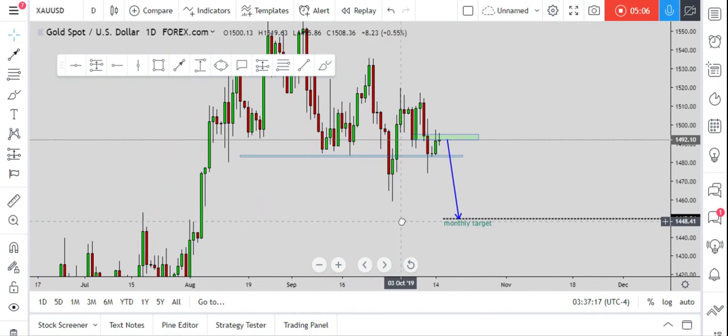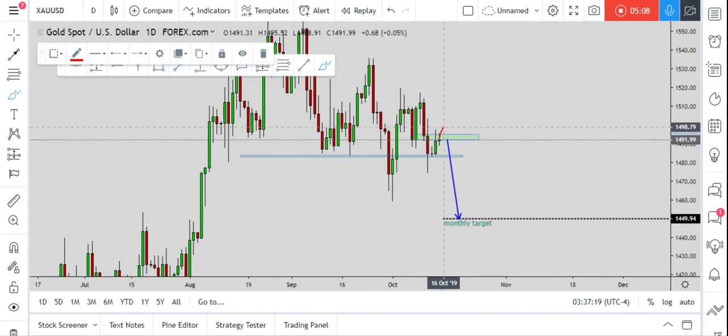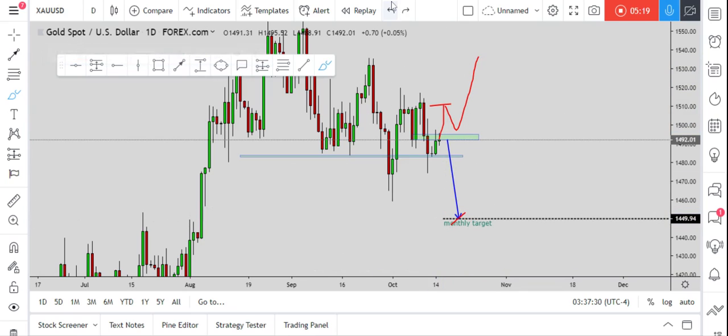What would invalidate this setup is if the market today went all the way up here and closed above here. At that point, we expect a slight retracement before continuation to the downside, and the market will not hit the monthly target anymore. It's very important to always stay adaptive in the market. But at the moment, the high probabilities are for the market to continue to the downside, so that is what we have to react to.